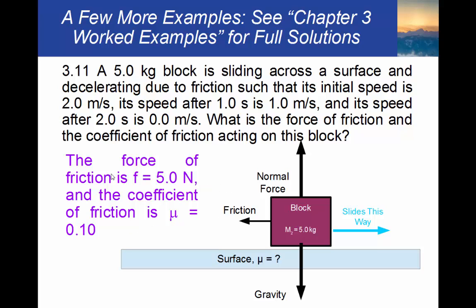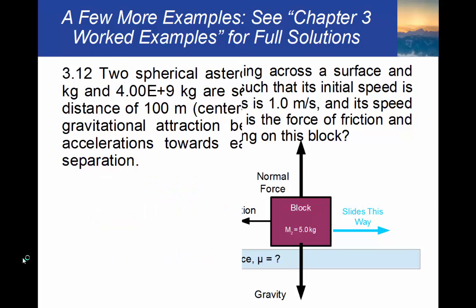So with the correct number of significant figures, the friction becomes 5 newtons, the coefficient of friction becomes 0.10, and I've dropped all the minus signs because it's understood that the friction is acting in this direction.